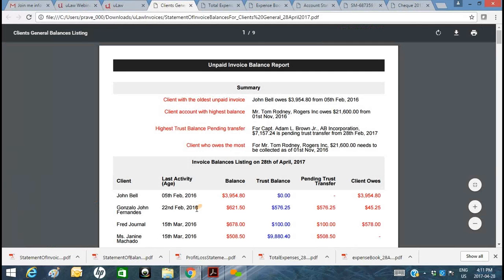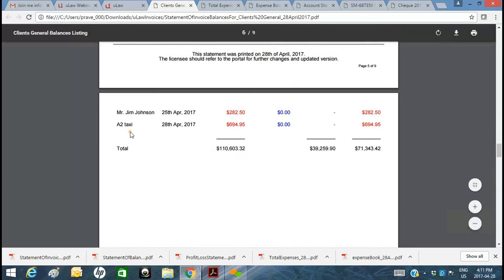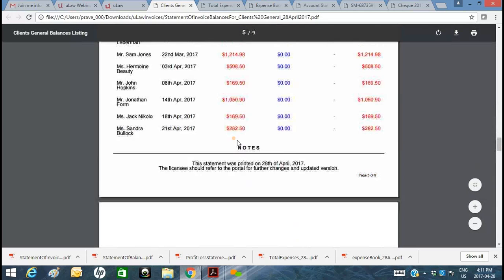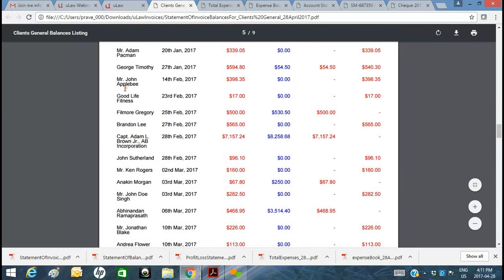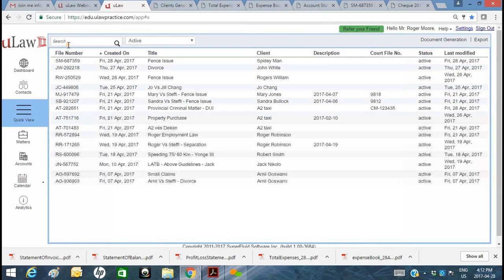transaction for clients. So for example, if you look at John Bell, or even the last conversation that we've had with Mr. Jim Johnson, or let me look at the trust balance. Here you go. So for George Timothy, it's about 594, out of which 5450 is still left in the invoice balance transfer, which means this is money sitting in your trust account that you have still not moved into your general account. So you're basically looking for George. So you've got our quick view, searching for Mr. Timothy's matter.